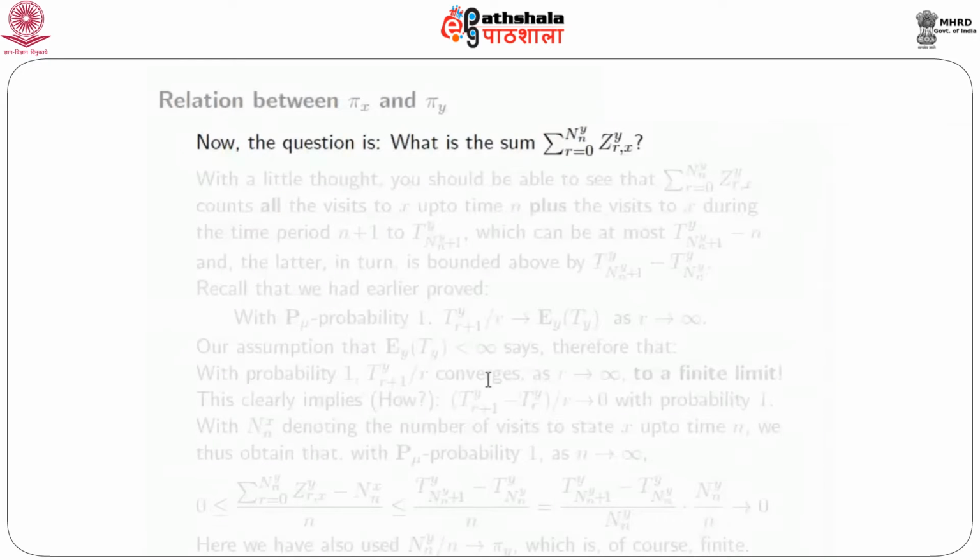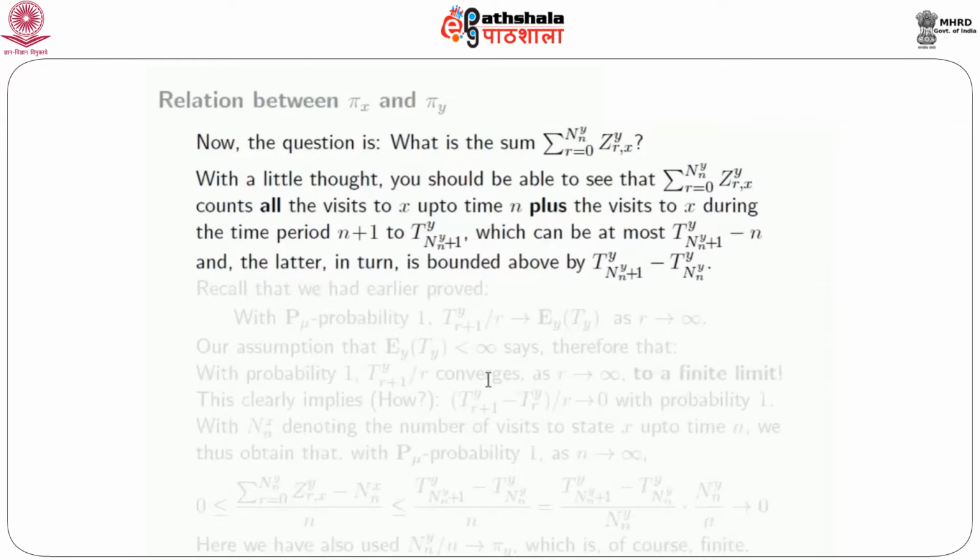Now let's try to understand what this sum on the left-hand side is, whose limit after dividing by n we obtained. The sum over r equal to 0 to Ny n of Zrxy looks complicated. What is this? Just a little thought and you should be able to see that this sum counts all the visits to x up to time n, plus the visits to x during the time period n plus 1 to T Ny n plus 1. Just think about it and you'll be able to convince yourself that's exactly what it is.